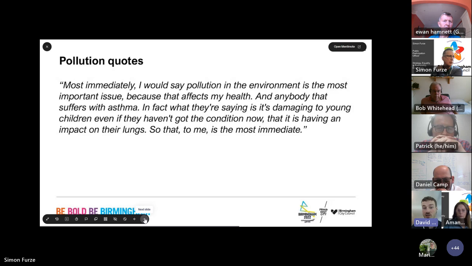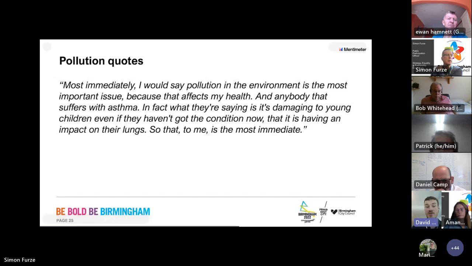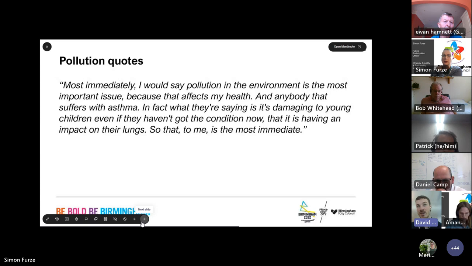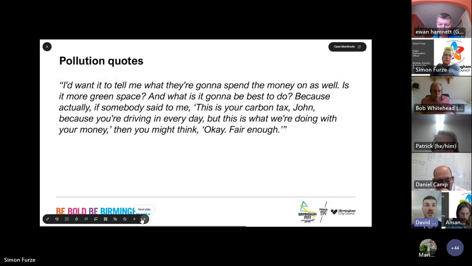So on pollution, one respondent said, "Most immediately, I would say pollution in the environment is the most important issue because it affects my health and anybody that suffers with asthma. In fact, what they're saying is it's damaging young children. Even if they haven't got the condition now, it's having an impact on their lungs. So that, to me, is the most immediate." As you can see, air pollution, and children's health especially, is a really powerful route into climate conversations.